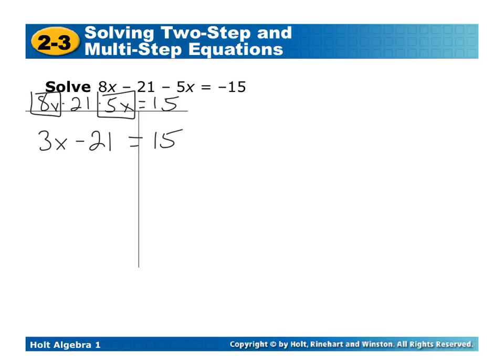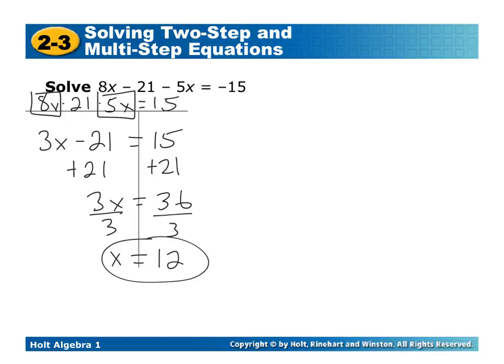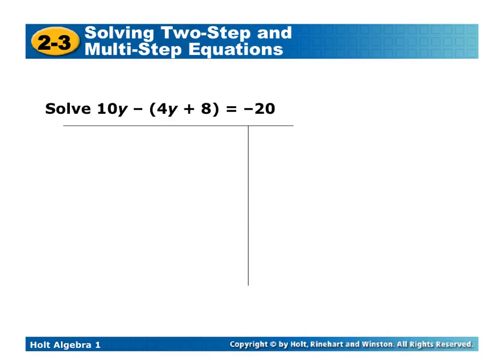Now that my like terms are combined, I can go ahead and solve this like normal. So I'm going to add 21 to both sides, the opposite of subtraction. So I have 3x equals 6. Since it's 3 times x, I'm going to divide both sides by 3, and x is going to equal 2. Now let's look at another example.